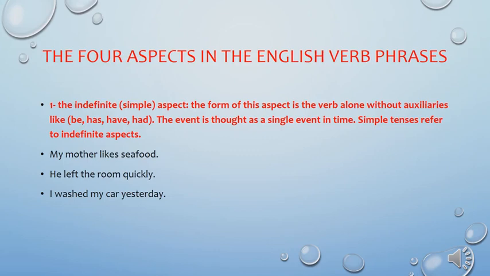In the last example, I washed my car yesterday. Notice that again we have a past simple tense. I washed my car yesterday. And the verb in this tense is alone, not preceded by any auxiliary. Washed. It is not preceded by any auxiliary. It means that the aspect of the verb washed is indefinite or simple aspect.